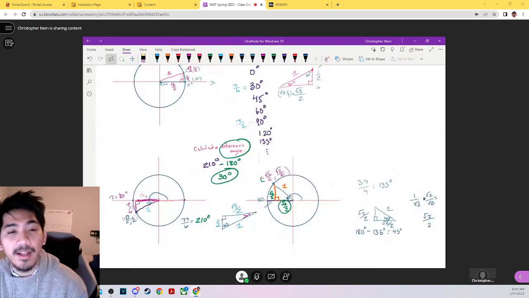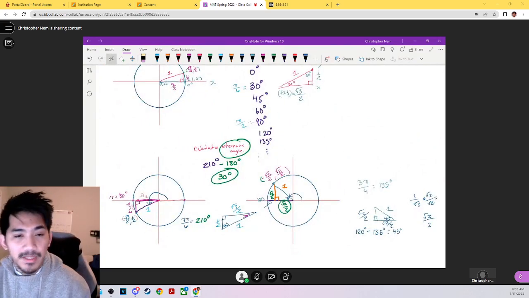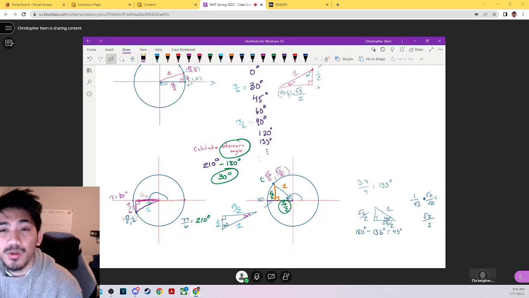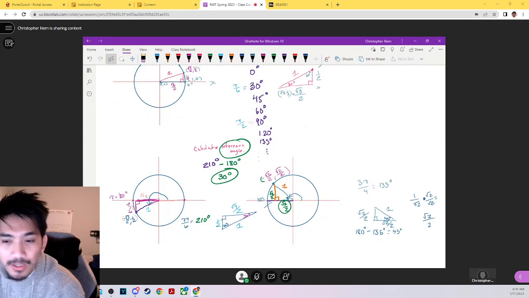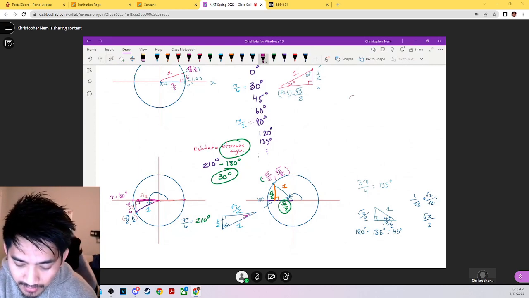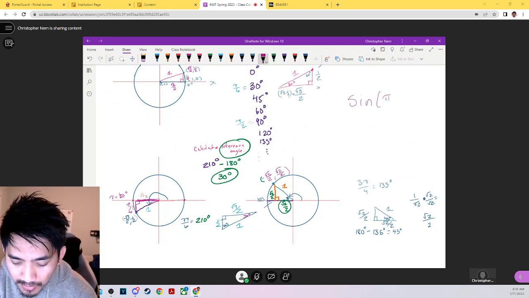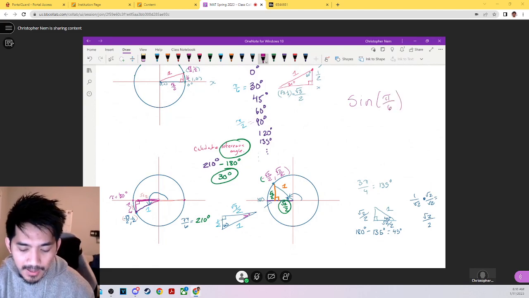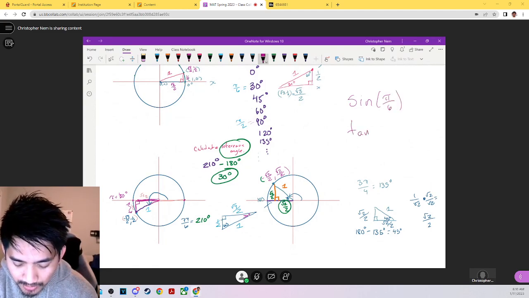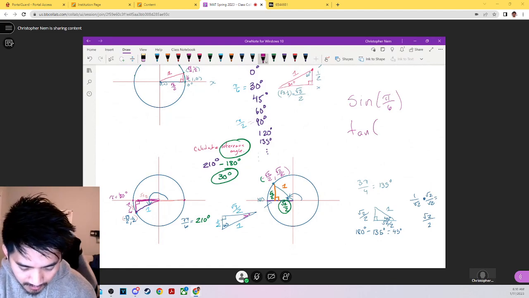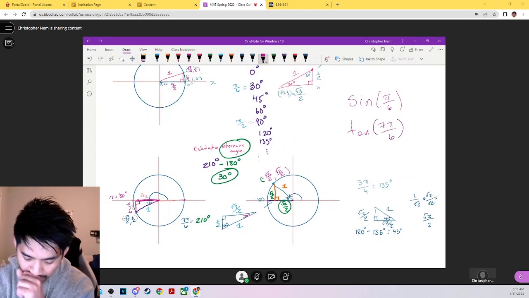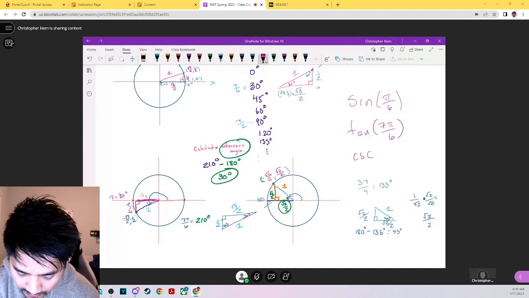Now I do expect you to know how to calculate the other values for the lesson test, but the last thing that we need to talk about is calculating exact trigonometric ratios. So we're going to be asked to solve things like sine pi over 6, or we might be asked to solve for tangent of 7 pi over 6, and then we might have something like cosecant 3 pi over 4.